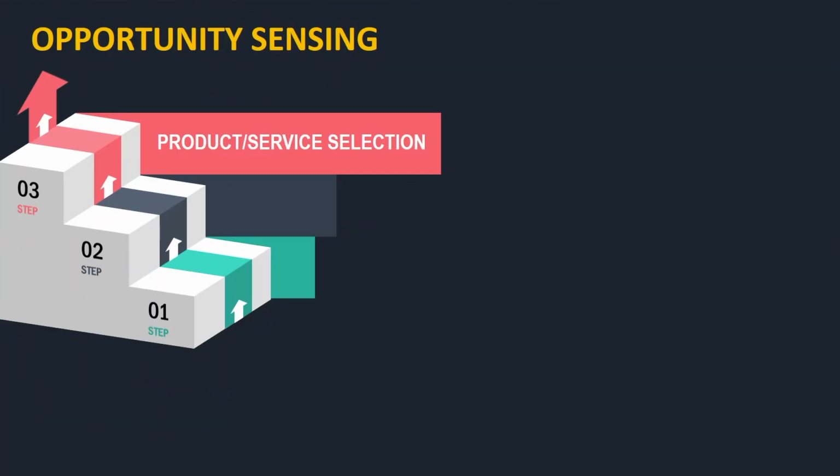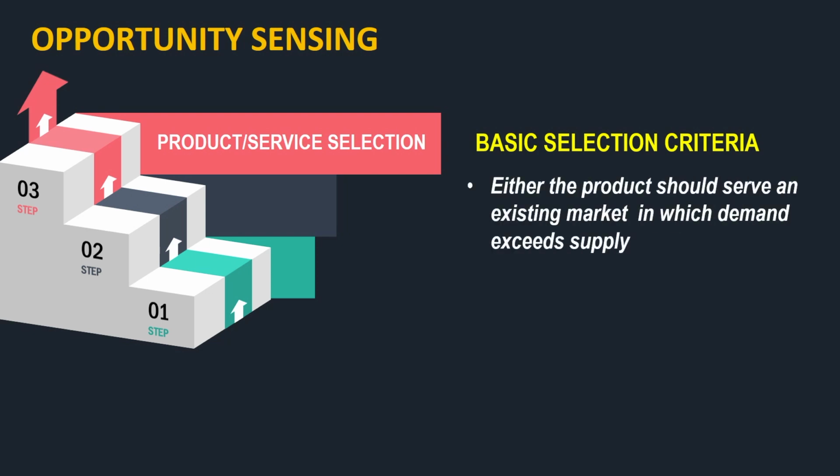The third step is the product or the service selection. Now, the basic selection criteria for choosing a product or a service is mainly three things. First is either the product or the service should serve an existing market in which the demand exceeds supply. That means, in any area where the demand is more and the supply is less, you can always venture into that area because the demand is there.